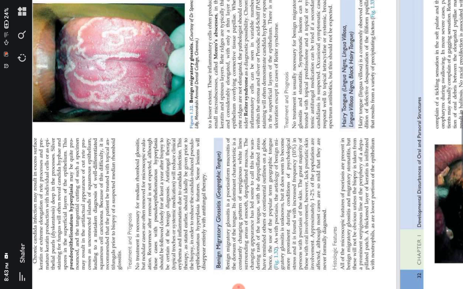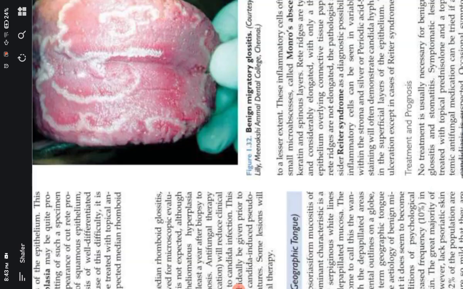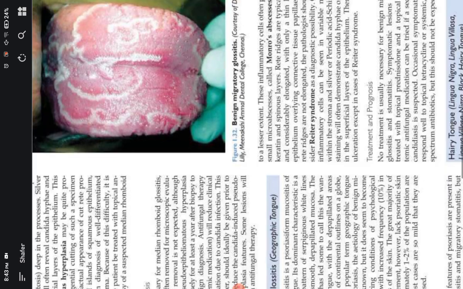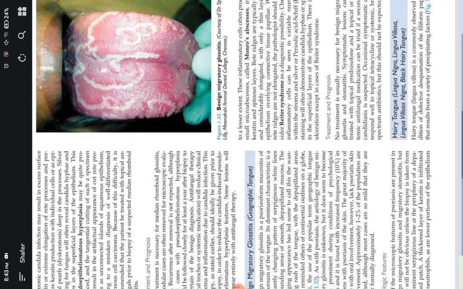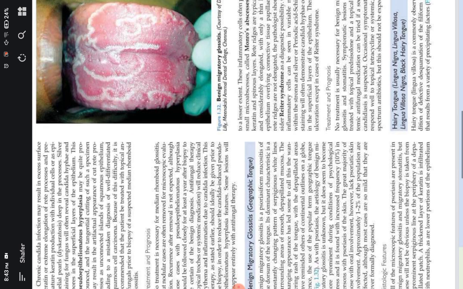Depapillated mucosa. This means, see, as the diagram shows, there are thin white lines all over the tongue, which divide the tongue into different smooth depapillated areas. This means the areas which are covered by the white line are depapillated. They don't have any kind of papilla, neither filiform nor fungiform nor any papilla.